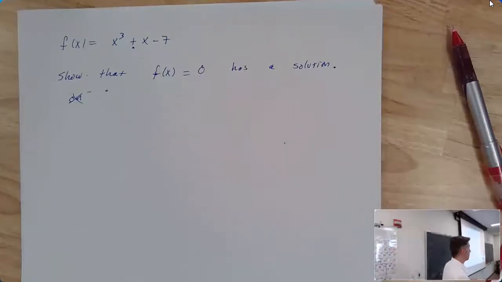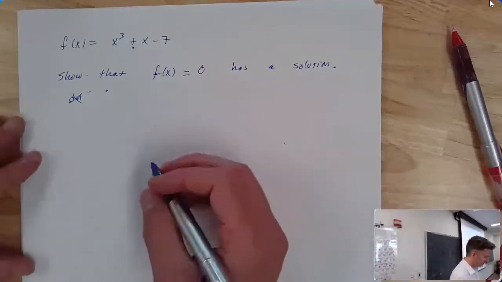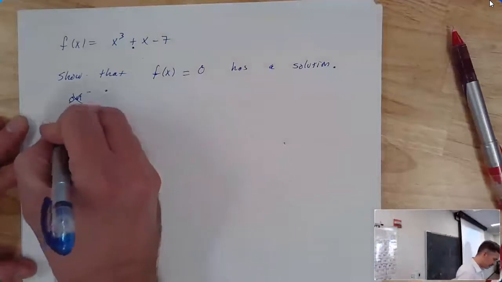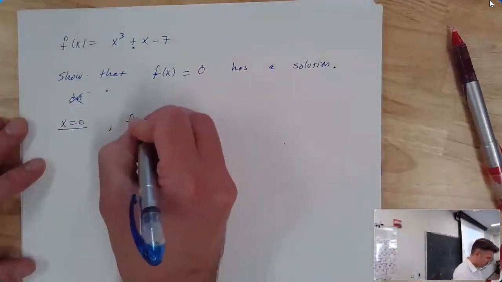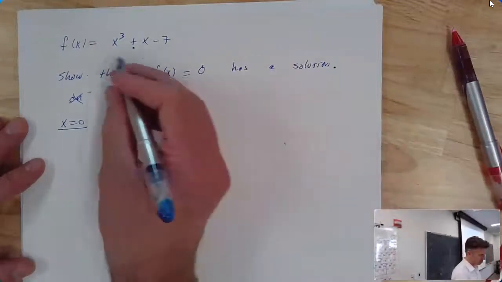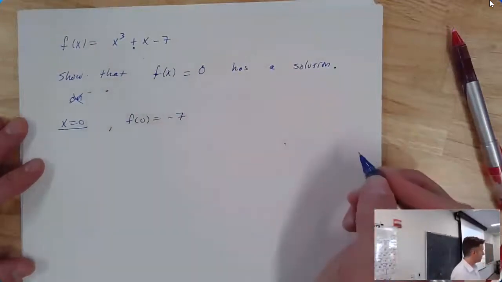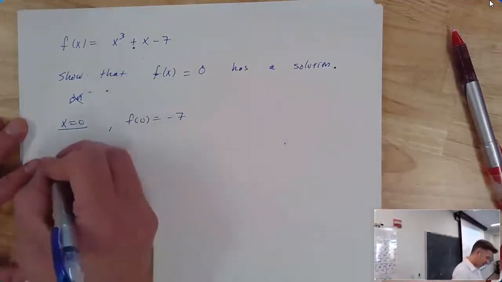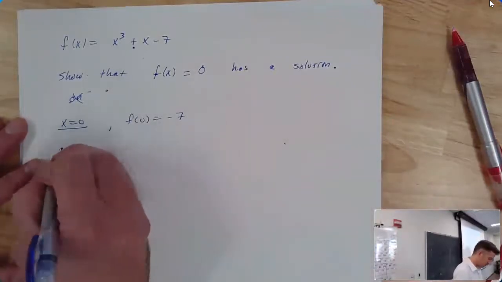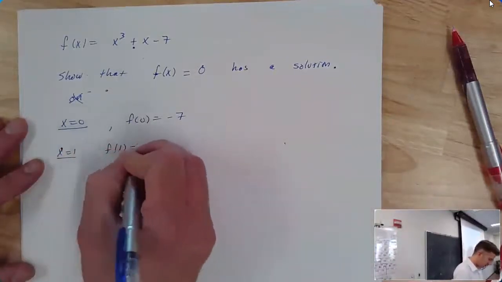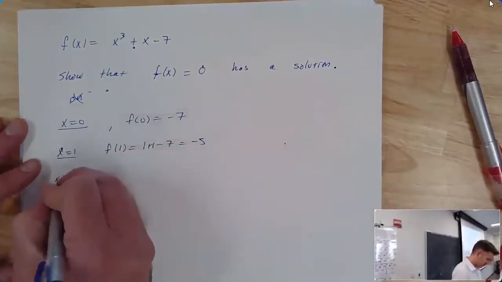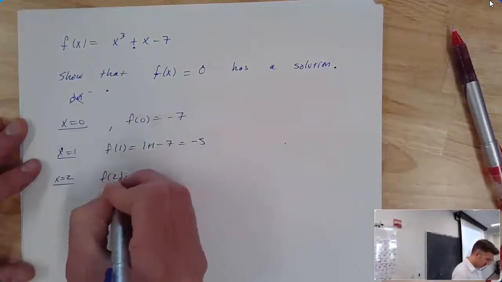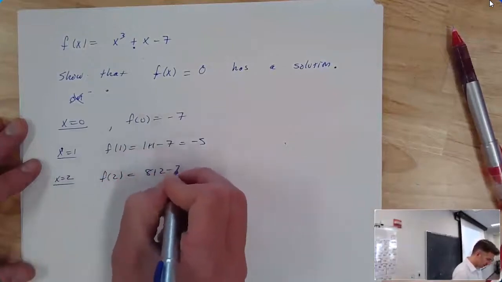So let's think about what's going on here. I'm going to pick some values for x. Let's pick something easy. Let's pick x equal to 0. If x is 0, f of 0 is going to be 0 plus 0 minus 7, negative 7. And let's just go up the ladder. Let's pick x equal to 1. f of 1 is going to be 1 plus 1 minus 7. Okay, that's still negative. Let's pick x equal to 2. f of 2 is 8 plus 2 minus 7. Great, that's positive.